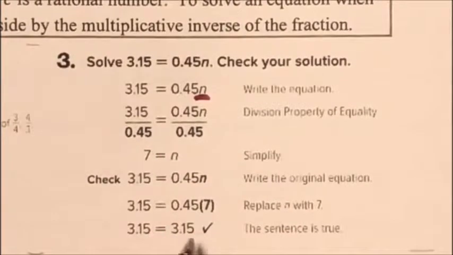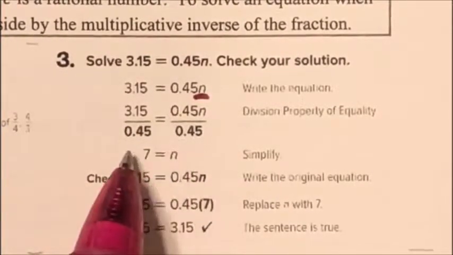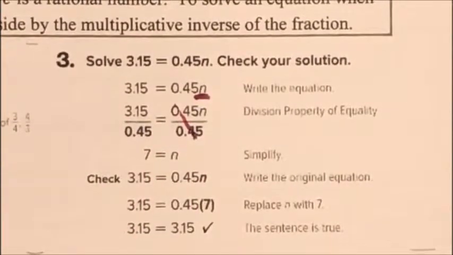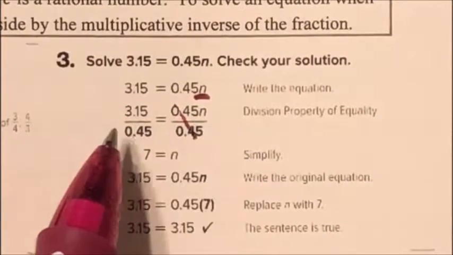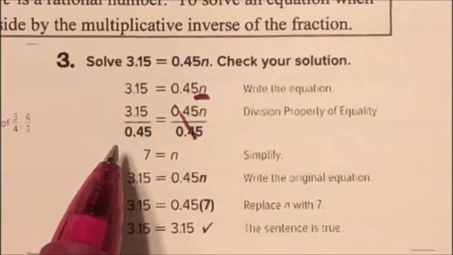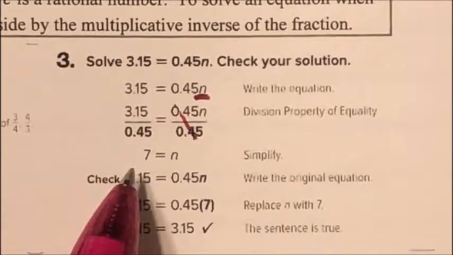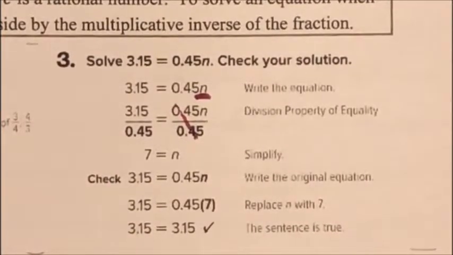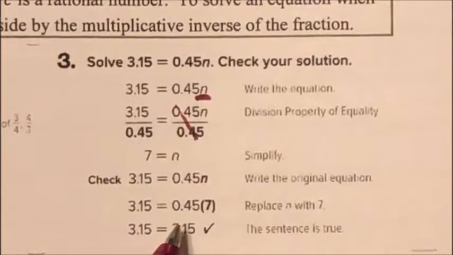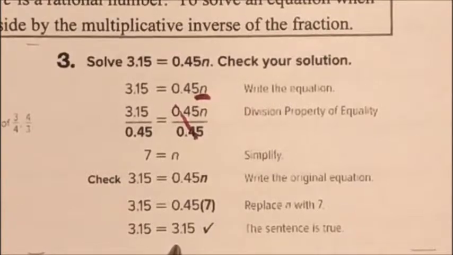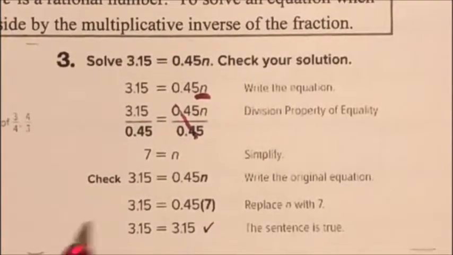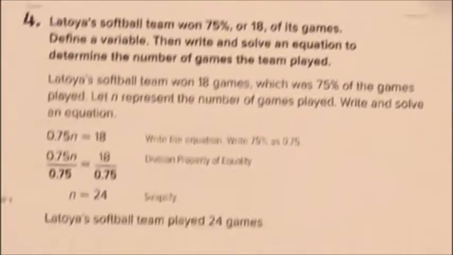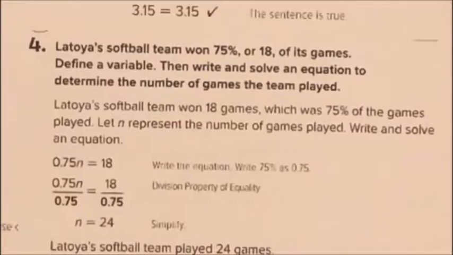When I do that, 0.45 divided by 0.45 becomes 1, so this cancels, becomes 1. So I have n on this side. 3.15 divided by 0.45 gives me 7. So I get 7 equals n. I can plug it back in. 0.45 times 7 will give me 3.15. So my solution does work. Okay. Next one I have is number 4.